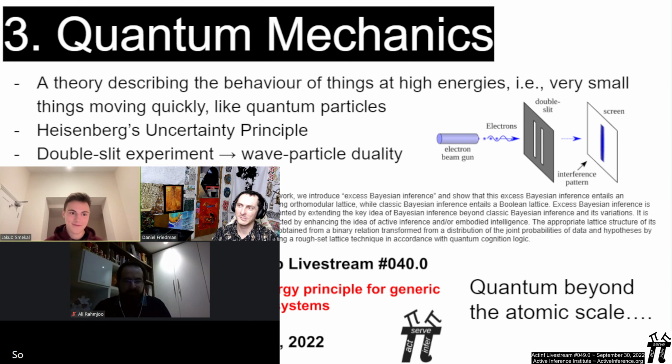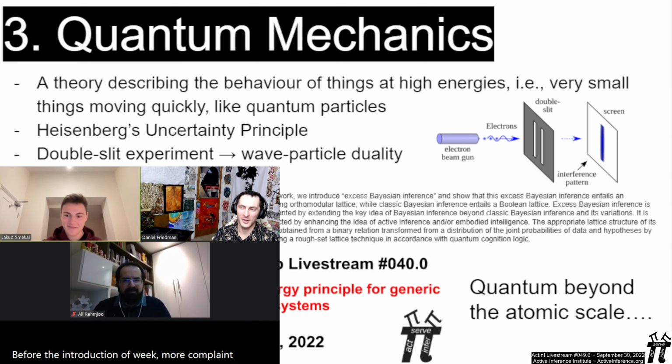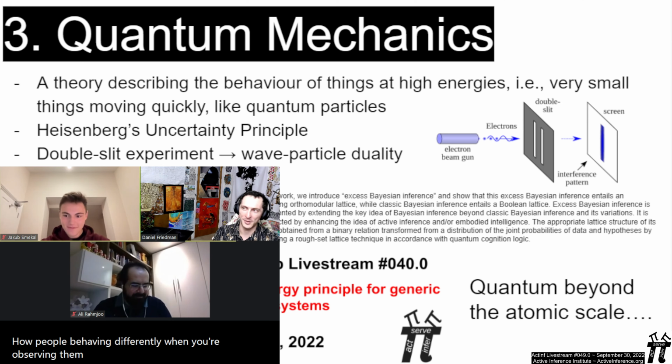So we have these kind of weak Markov blankets, but without the actual introduction, before the introduction of weak Markov blankets. Awesome. It's kind of like all the jokes around how people behave differently when you're observing them. Now there's a cognitive analog, so some of those intuitions weren't so far off after all.